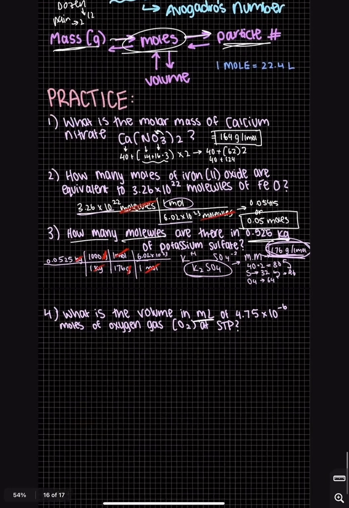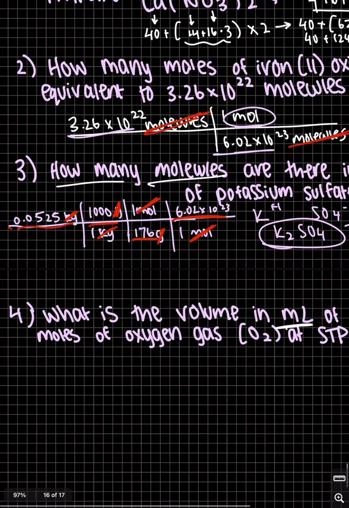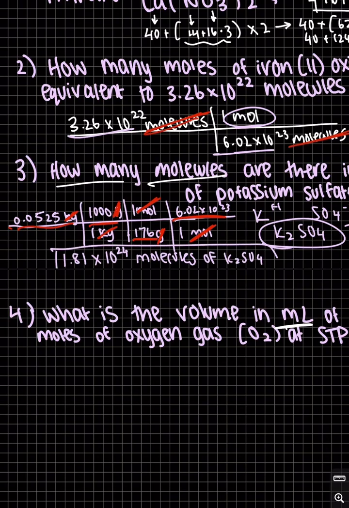Now I have all my numbers, right? I have just my numbers, which I have to do some basic multiplication and division on the calculator. And then my final answer should be 1.81 times 10 to the 24th molecules of K2SO4. That is your final answer.